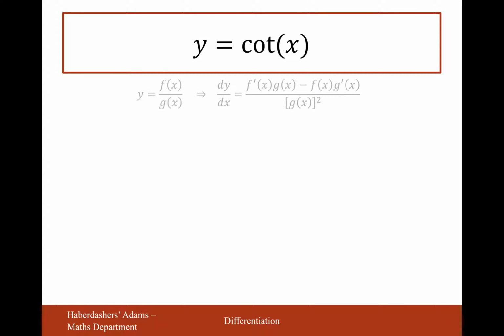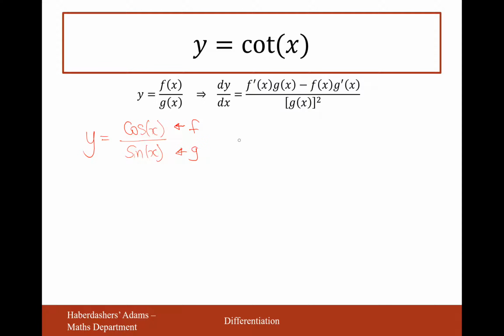cot x. So once again, we're going to be using the quotient rule, so we're going to set this to be cos over sine. And the top function will be f, and the bottom function will be g. So let's get started using the quotient rule. The derivative of the f function first, that would be minus sine, times by the g function, sine. Take away the f function, which is cos, times by the derivative of the g function, that would be cos again. All over g squared, so that's going to be sine squared.